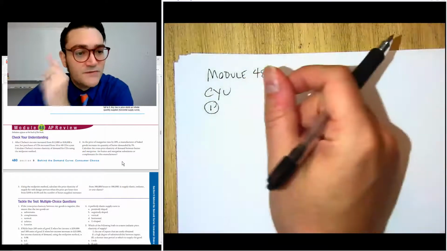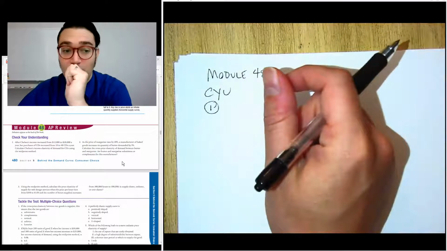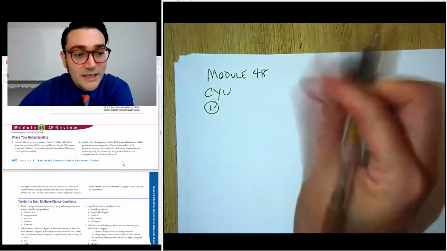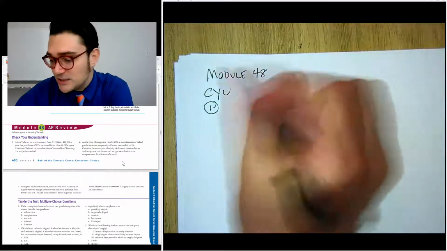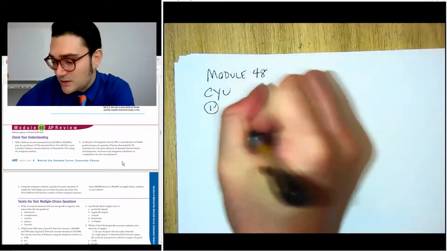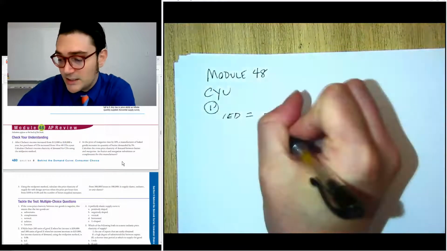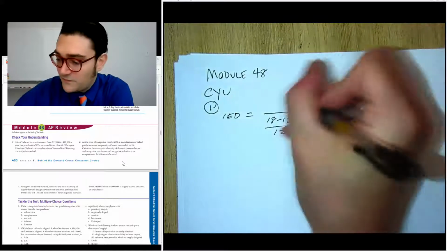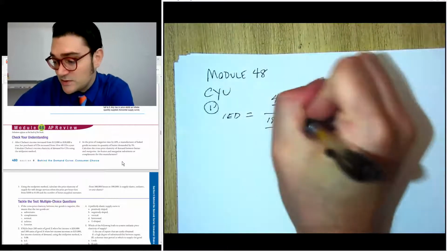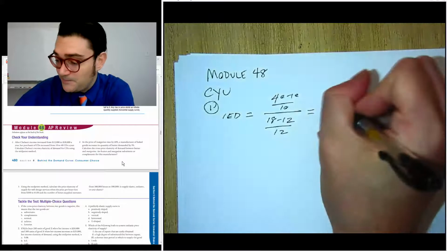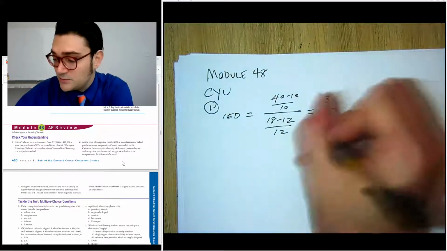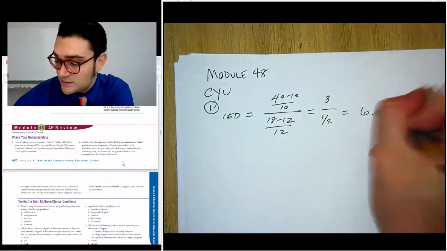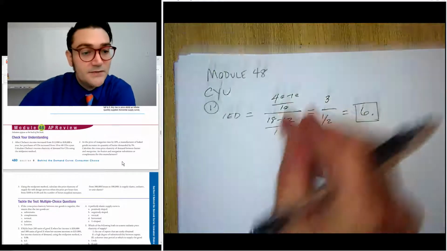Chelsea's income goes from 12 to 18, and her purchases of CDs go from 10 to 40. And so what's her income elasticity of demand? So we can calculate this: 18 minus 12 over 12, and then 40 minus 10 over 10. And so this would be 1/2, and then this one would be 3, which is equal to 6. So 6 is her income elasticity of demand.